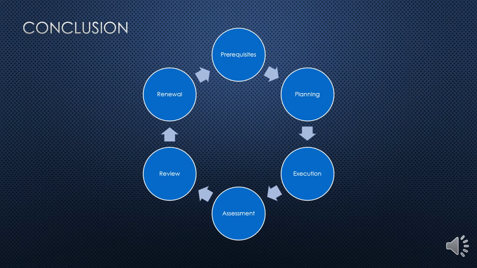In conclusion, it is important to recognize the ongoing nature of performance management. The 6 components of the process are each unique and necessary for the success of the system. Again, phase 1 involves 2 prerequisites that must be present before the process begins. The next phases include performance planning, execution, and assessment.